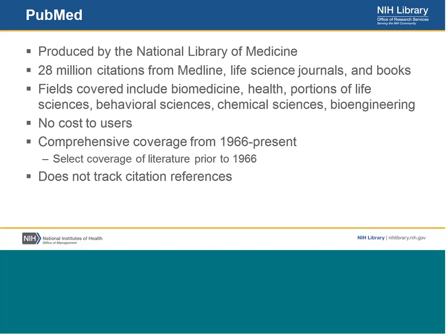I have to talk about PubMed, which is produced by the National Library of Medicine. There are over 28 million citations in PubMed from Medline, coming primarily from life science journals, but also books. Fields covered include biomedicine, health, life sciences, behavioral sciences, chemical sciences, and bioengineering. This is provided at no cost to users. There's comprehensive coverage from 1966 to the present, with some select coverage of literature prior to 1966.